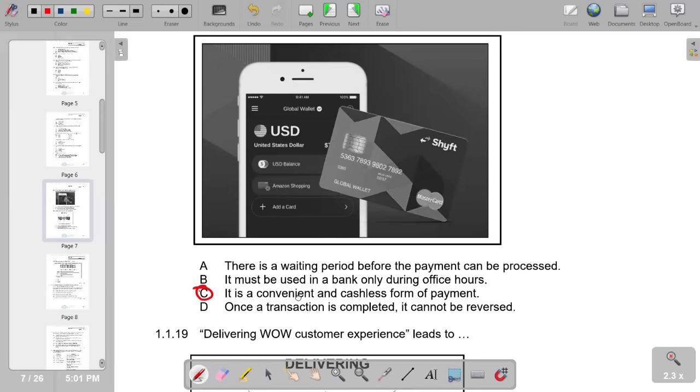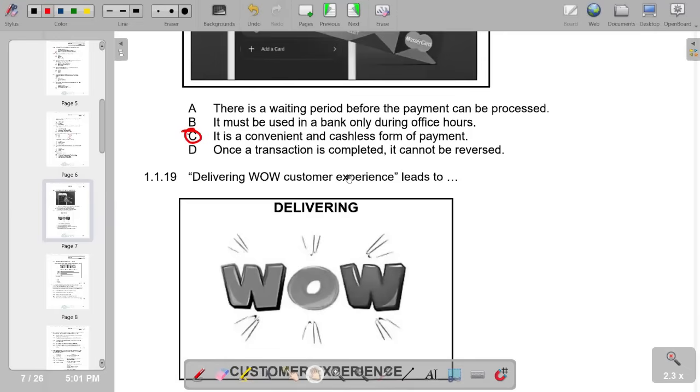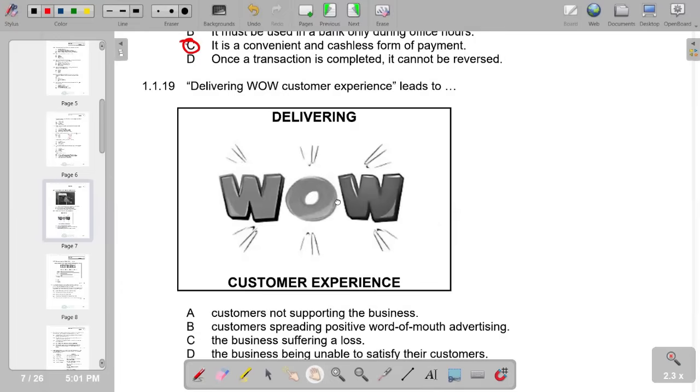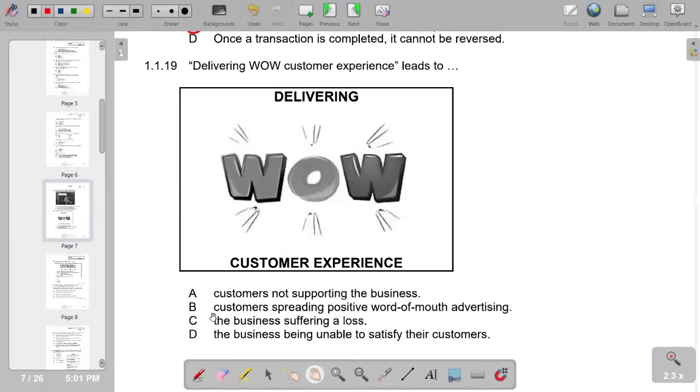Number 19, delivering a WOW customer experience leads to customers spreading positive word of mouth advertising. That is B. So for number 19 we've got B.